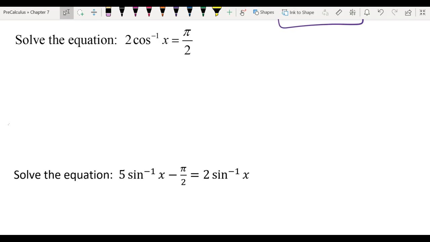So what are you going to divide each side by? 2. So if I divide this by 2, and I'm going to write it like this, that's the same thing as multiplying by 1/2, correct? And so you're looking where cosine inverse of x equals pi over 4.